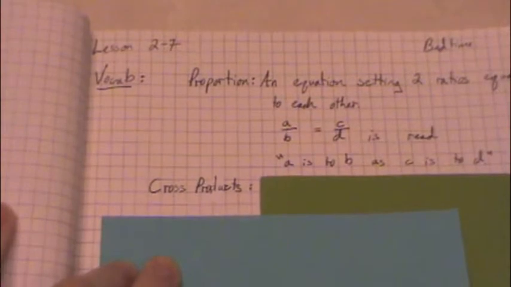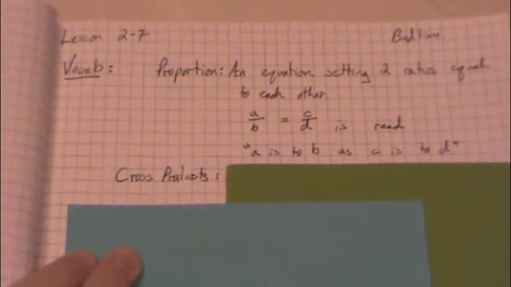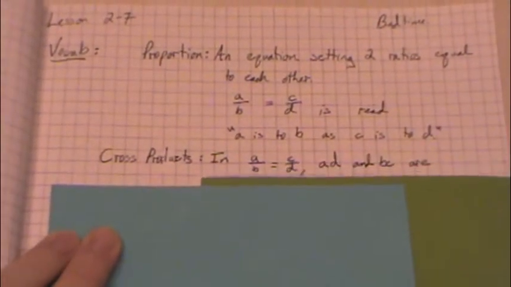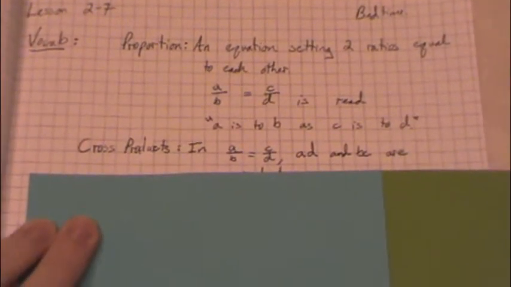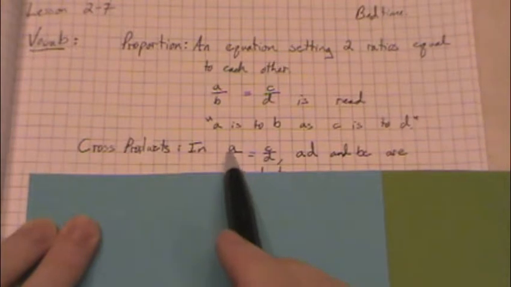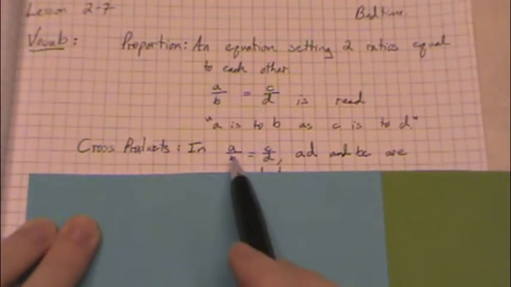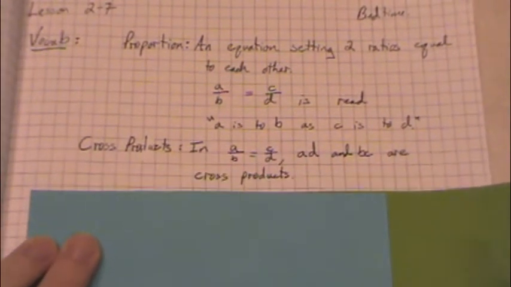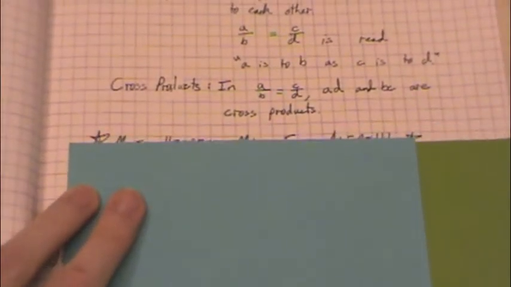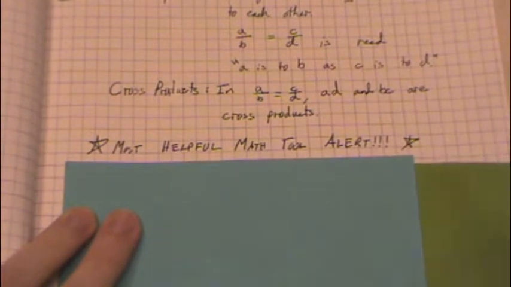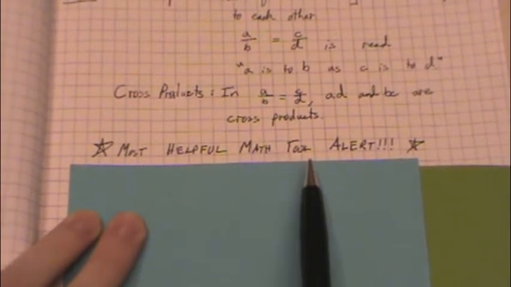Cross products. This is where I start to get very excited. Cross products means in A over B equals C over D, AD and BC are called cross products. You do not have to write this. This is something for you to know. This is a most helpful math tool.